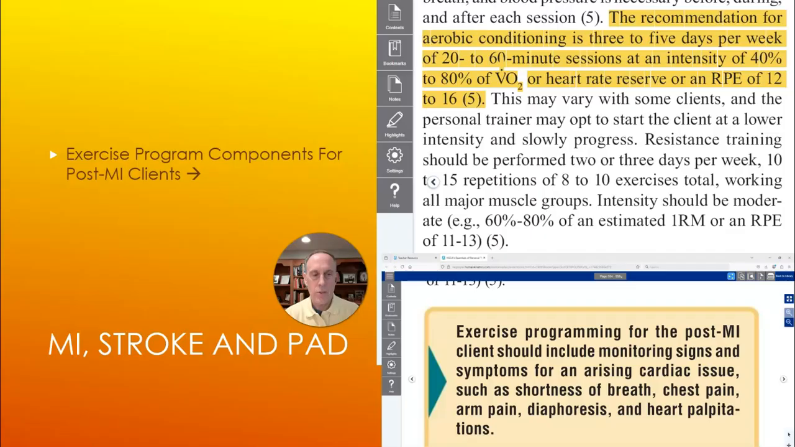I do have this on the bottom here. Exercise program for post-MI clients should include monitoring signs for cardiac issue. I talked a little bit about that, but some of the stuff that they note here, and you've seen some of this in one of the other book or the slides previously, is just look out for, if there is a cardiac issue, if they have shortness of breath, chest pain, pectoralis angina, is there pain in the arm? Are they having heart palpitations? Apheresis is another one you have to look out for. And it's just a matter of making sure that you are aware of your client and any conditions that they might be having at that time.